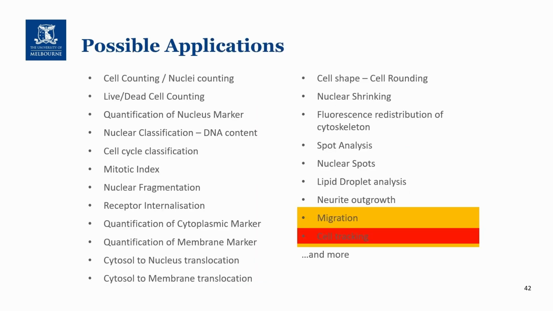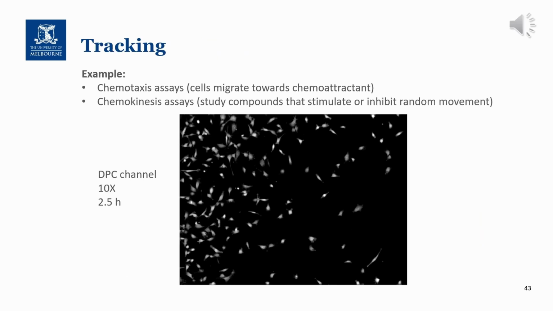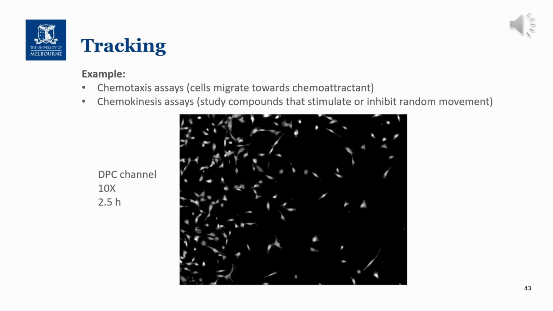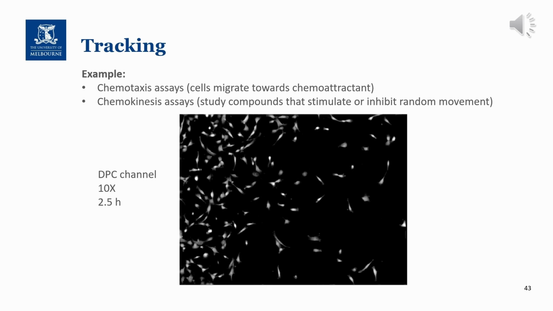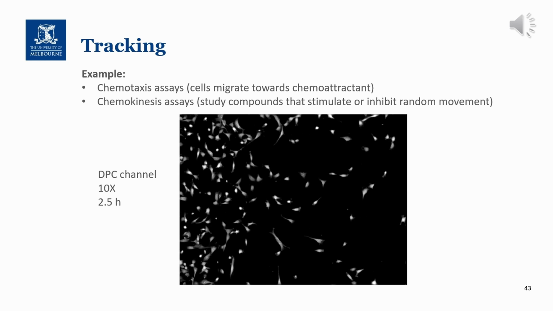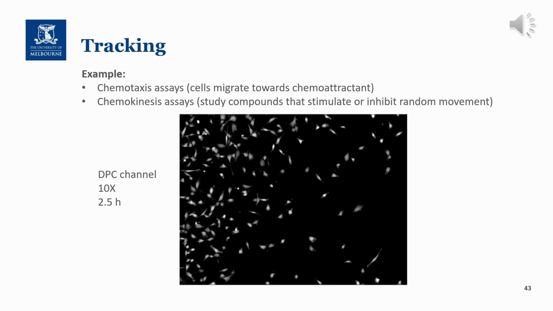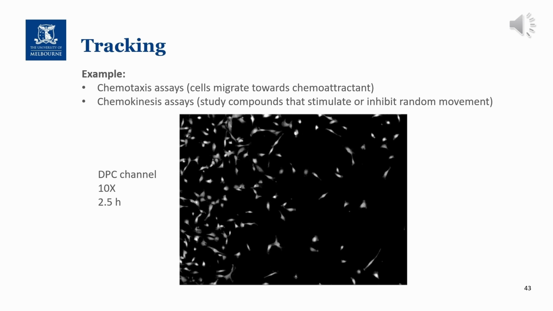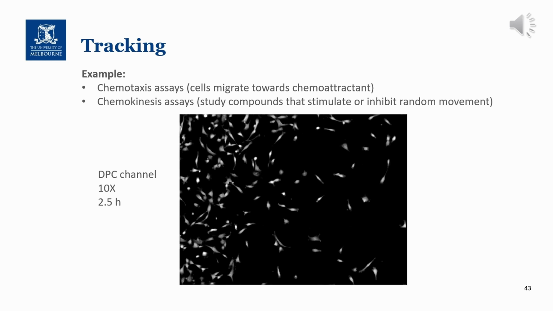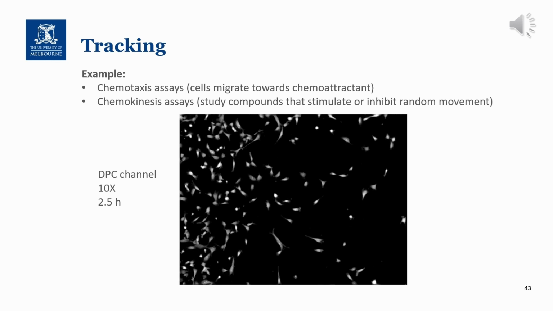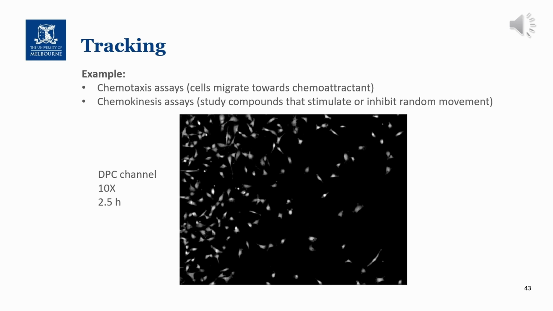Now I'm going to cover another kinetic dataset and look at cell tracking. Live cell imaging and cell tracking allows you to make kinetic measurements, and it's commonly used for chemotaxis experiments where cells migrate towards a chemoattractant, and chemokinesis assays that study how compounds stimulate or inhibit random movement.